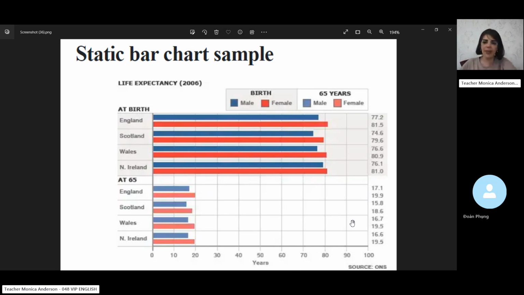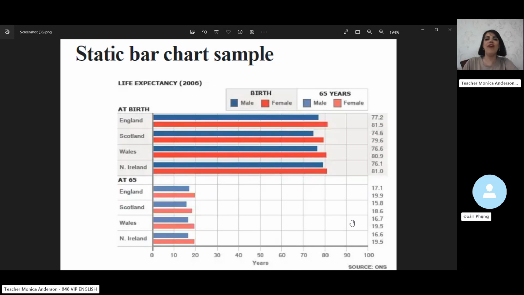Do you have any questions about the static chart, or something you want to ask me? I think it's very clear. Of course, very good. Now let's move on. I don't know what to talk about. Keep going with pie chart, or maybe another one that is process. What do you want?